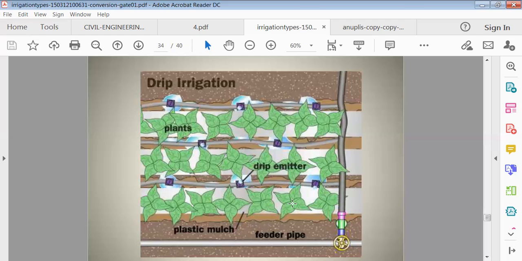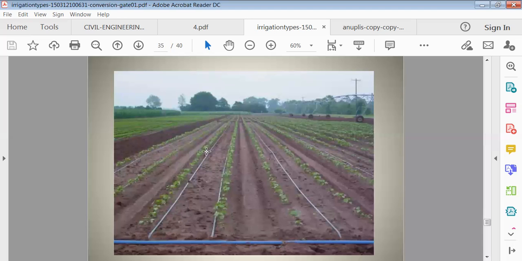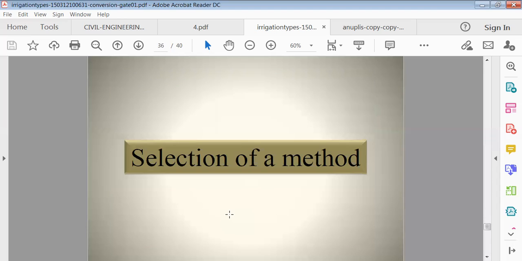So drip irrigation happens to be the best, but at times it needs some maintenance because if there is any breakage of the pipe then there is a loss, so maintenance is a problem. You can actually see in drip irrigation, only that portion of the sapling gets the water and the roots are wetted.